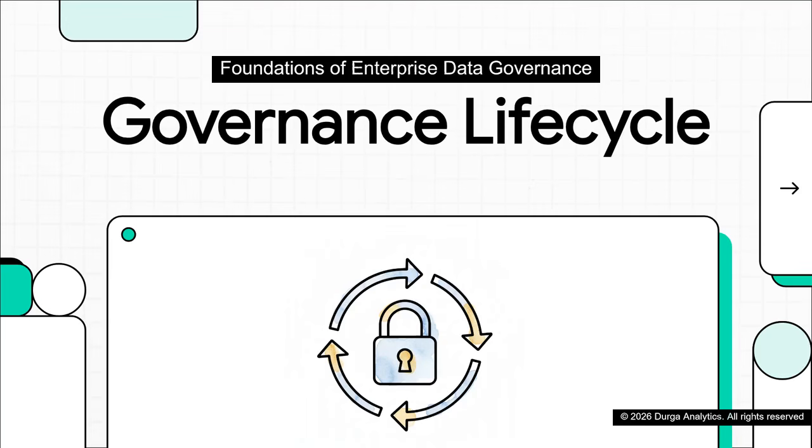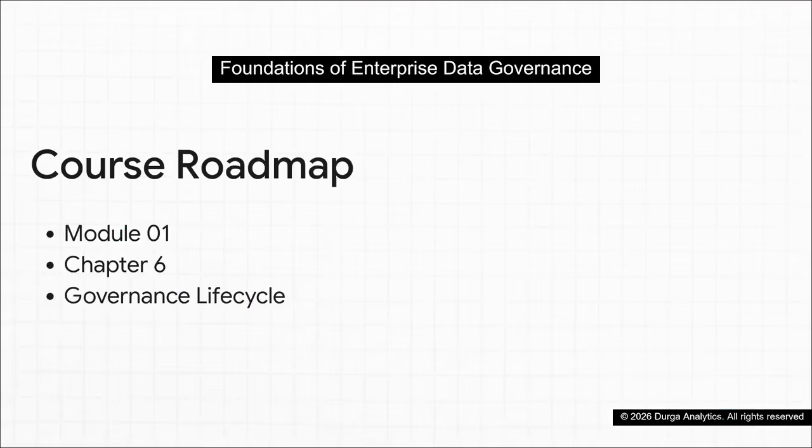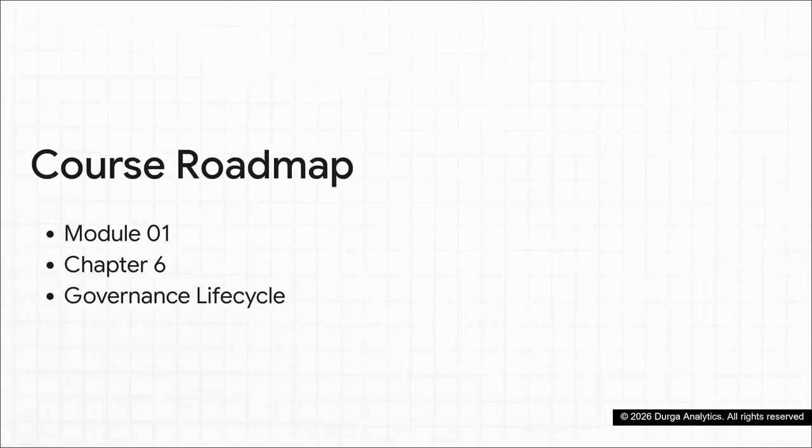We're focusing squarely on Module 1, Chapter 6 of our Enterprise Data Governance curriculum, the governance lifecycle. Now, just to ground us before we really get going, remember that this explainer is part of a massive, sequenced journey. We're navigating together across 21 modules and 529 chapters.